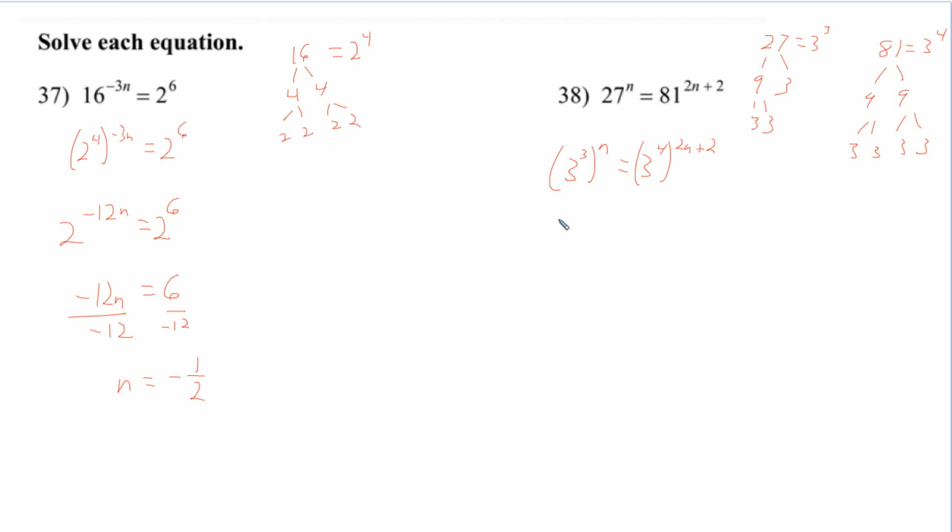We have a power raised to a power, so this is 3 to the 3n equals 3 to the 8n plus 8, because we're going to multiply the exponents. And once again, we have the same base, so we can just write that the exponents are equal to each other. And we're going to solve. We'll subtract 8n from both sides. And we get negative 5n equals 8. Dividing both sides by negative 5 gives us negative 8/5. So n equals negative 8 over 5. And there's our answer for that one.